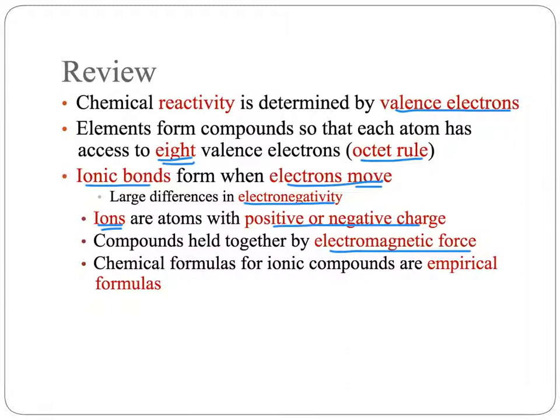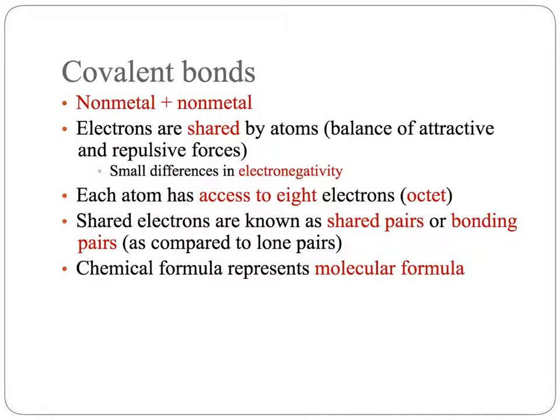The chemical formulas for ionic compounds really are empirical formulas because they form lattice crystals with many positive and negative ions surrounding each other until you've run out of ions to make the compound. So now we're going to talk about covalent bonds.